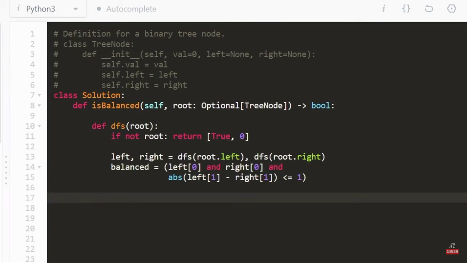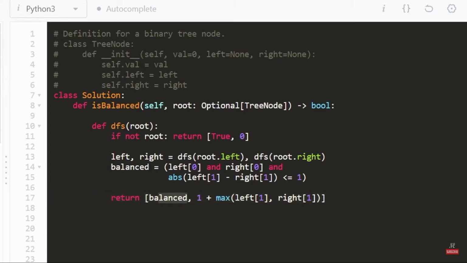Let me show you that. We're going to return a pair of values. The first is, is this tree balanced? And the second is the height of the tree. How do we determine the height of the tree? Well, it's going to be 1, which comes from the root node that we're currently at, plus the max of the left and right subtree. We can get that pretty easily: left at index 1 and right at index 1, whatever the max of those two is, plus 1 gives us the height. Hopefully this is pretty simple, but the balanced might not be.